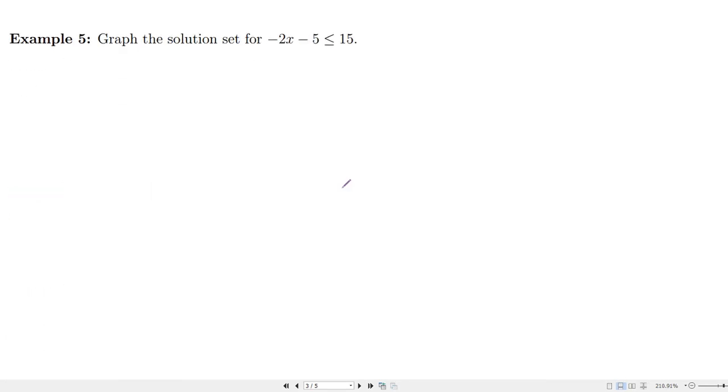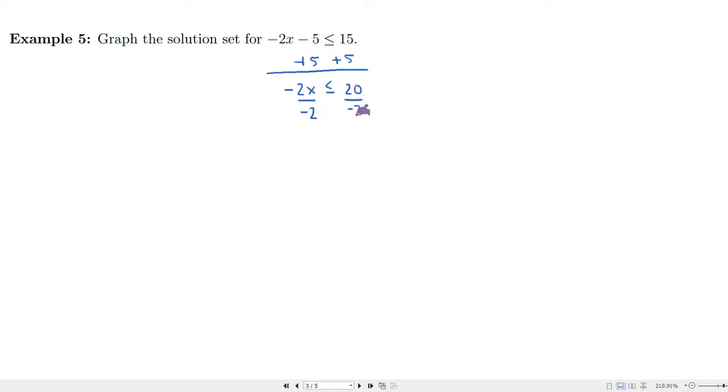Okay, so for this one, first, let's bring the 5 over, and we'll sort of isolate the term that has an x in it. So add 5 to both sides of the inequality. So we'll have negative 2x less than or equal to 20. Okay, so remember, you're only going to have to change that inequality when we're talking about multiplication or division by a negative. You can add and subtract. That's not going to affect that. All right, just be aware of that. But here, we are going to have to divide by a negative 2.